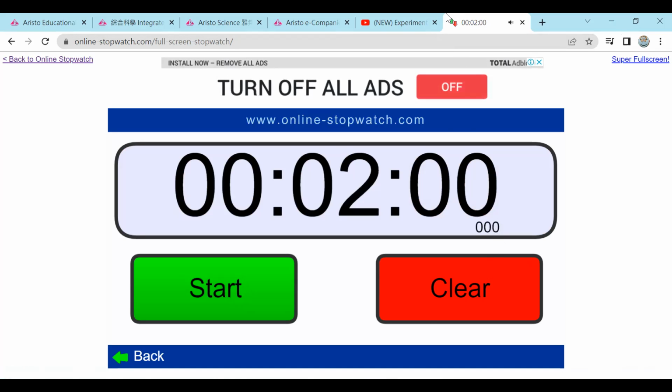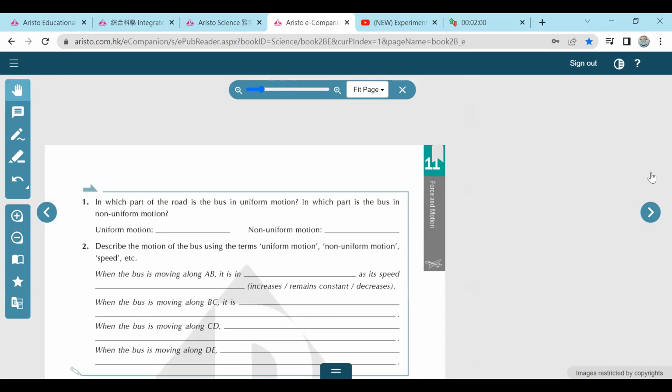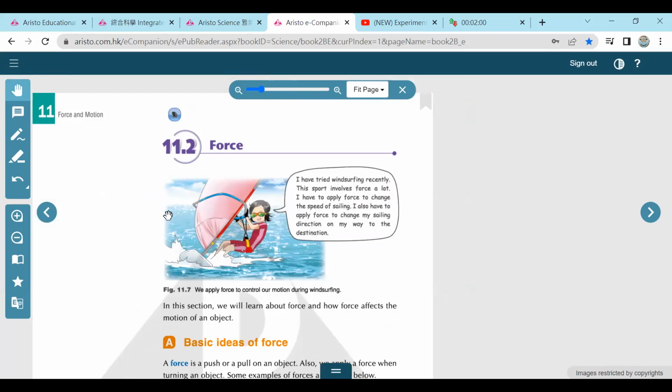Okay, time is up. So this is the answer. For number 1, people standing still on an escalator, it should be uniform motion. Racer started to run, it should be uniform motion. Ping pong ball being hit by a player, it should be non-uniform motion. Okay, travelator means 行人輸送帶. So this is the end of chapter 11.1.